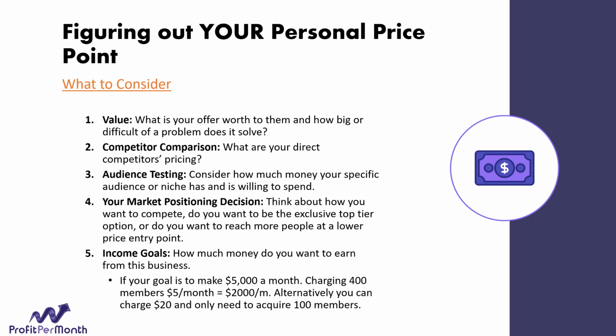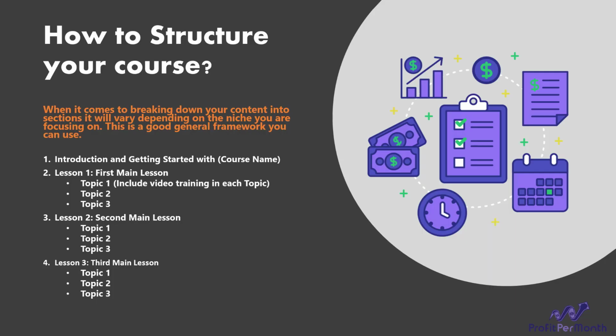And then alternatively, you can charge $20 and only need 100 members, and that would be 2,000. I'm sorry, not 5,000. So there's different ways to approach it. 400 members at $5 a month equals 2,000, or $20 for 100 members. Each one serves its own purpose, and you'll get a better understanding of what you want to charge as you learn your audience and get some feedback from the clients you're working with.